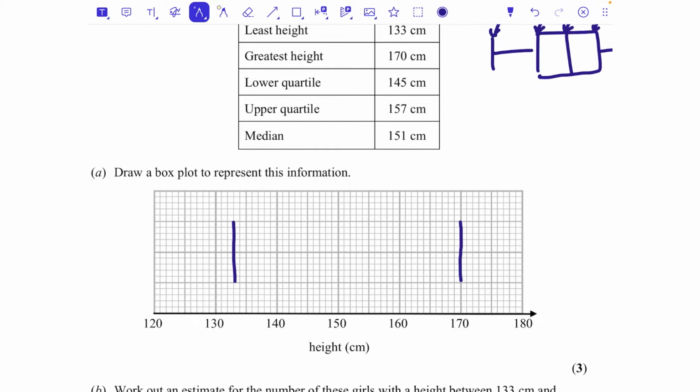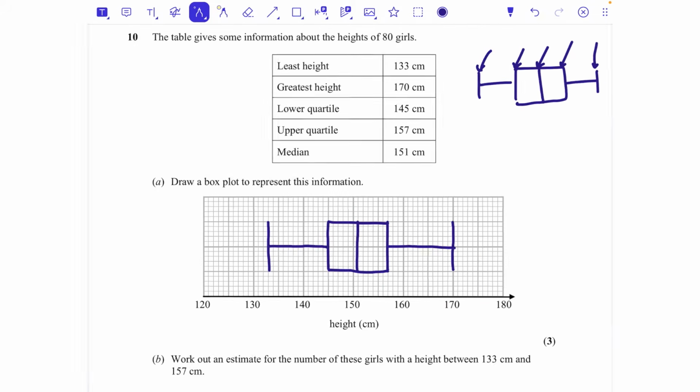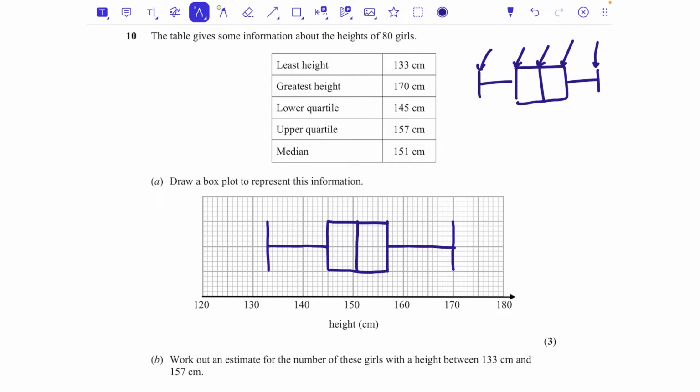Lower quartile 145, so that's there. Upper quartile 157, so that's there. And then the median is 151, so that goes there. And then all you need to do is connect those three in the middle and then draw a line going out to the highest and out to the lowest value. And that's it.